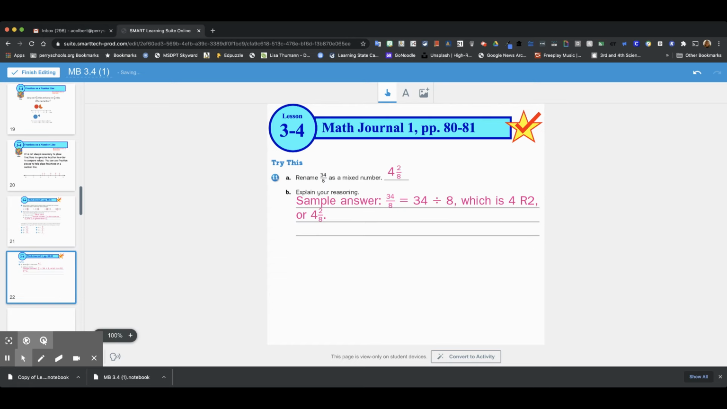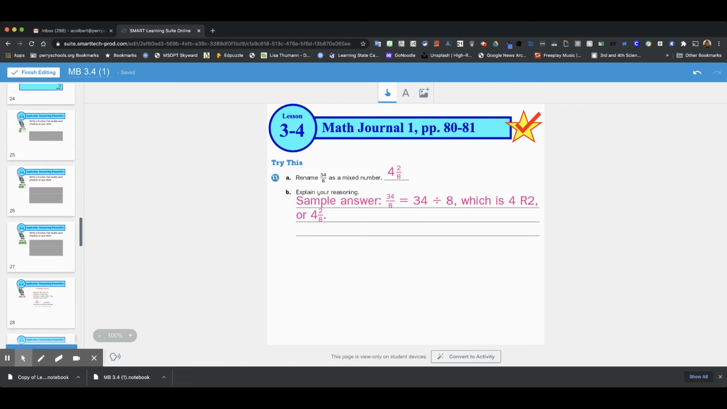And finally, number 11, renaming 34/8 as a mixed number is equal to 4 2/8. Explaining a reasoning could look something like 34/8 is equal to 34 divided by 8, which is the same as 4 remainder 2, but you can turn that remainder into a fraction, which is 4 2/8.